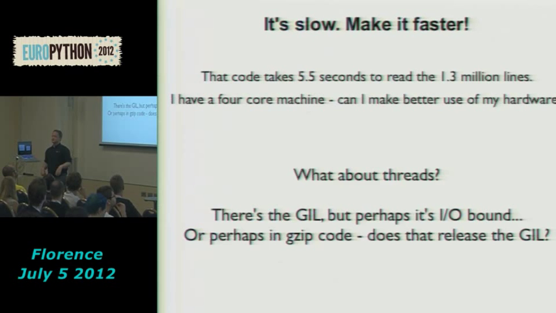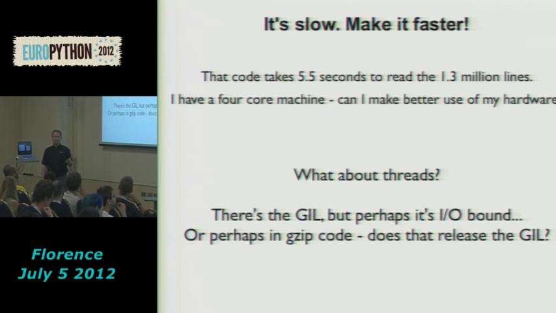Anyway, so this single-threaded version makes a nice graph at the end. The problem is it's slow. Well, it's not really slow. It's 5.5 seconds to read 1.3 million lines. So it's pretty fast, but I have a four-processor machine, and I thought, well, if I'm wasting three processors, I should make it useful. So the first thing I think of, and probably anyone else thinks of, is threads.